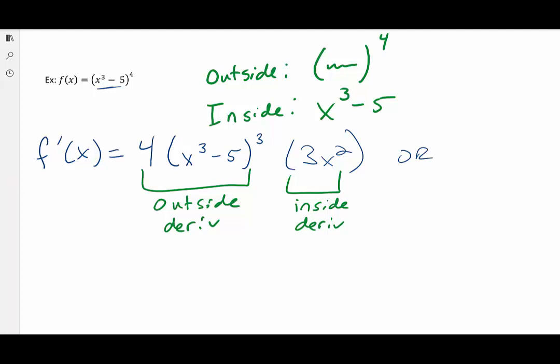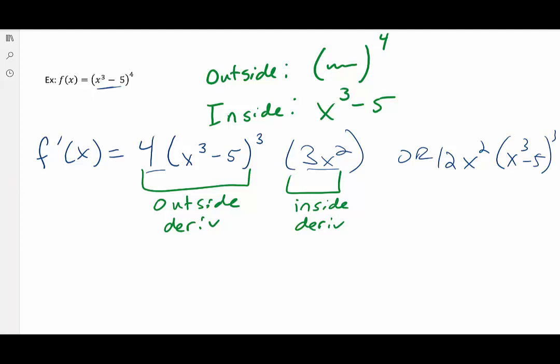Well, because of order of operations, I cannot distribute that 4 to the x cubed minus 5, because I have that exponent of 3 there, so I'd have to expand, multiplying it by itself 3 times first. But the 4 can distribute to the 3x squared. And 4 times 3x squared is 12x squared. So your answer could also be written in this equivalent form.